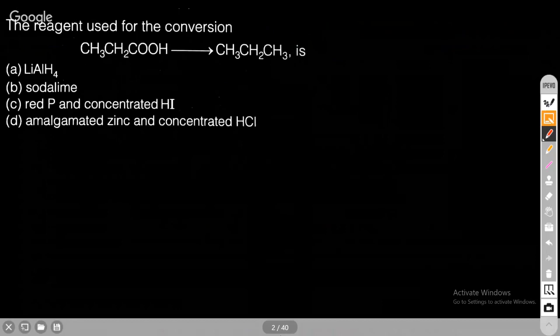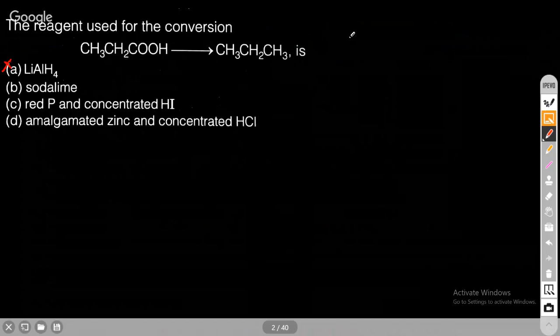Aditya is getting B, Sai Mihir D, Shruti D. Okay, first of all, you see, LiAlH4 is not possible because it converts acid into alcohol, correct? So option A is not possible. It is a reducing agent, reduces acid into alcohol.